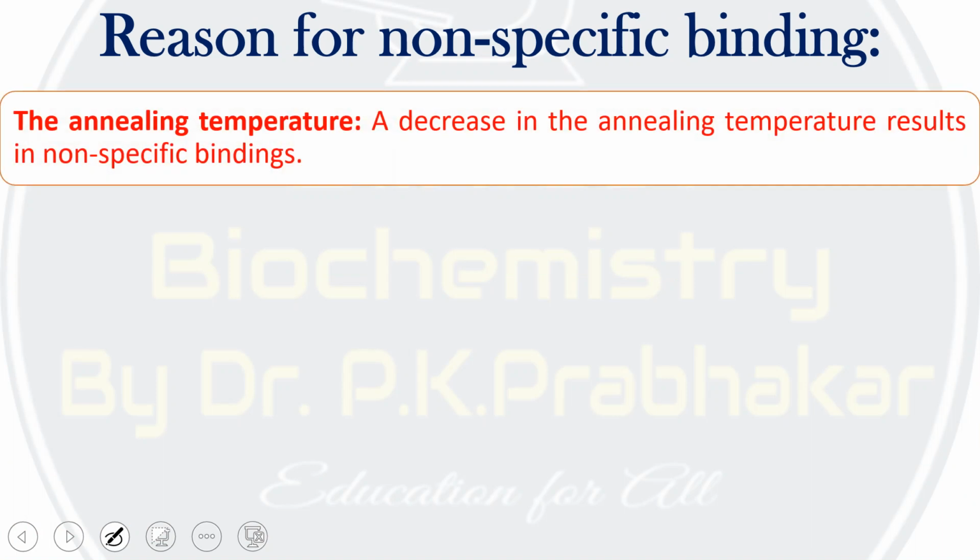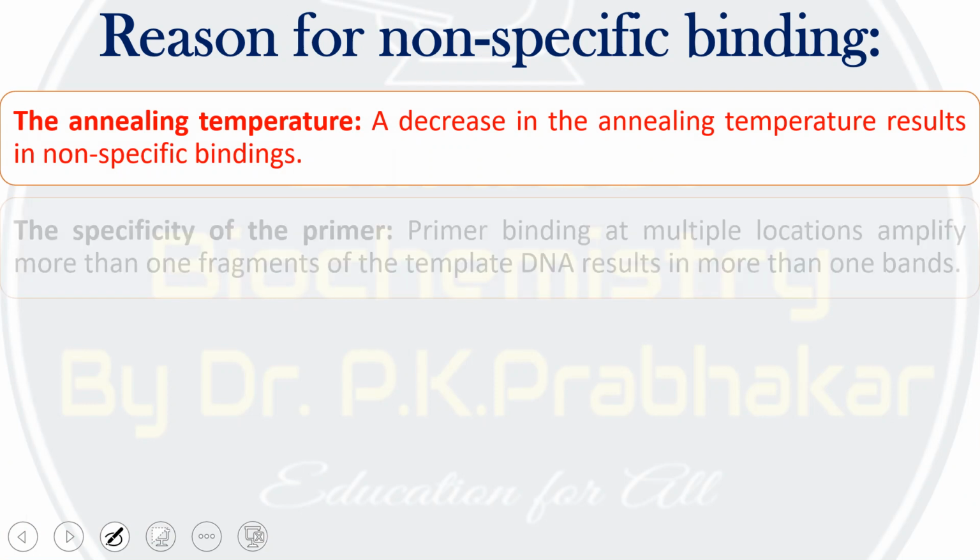The first is the annealing temperature. The annealing temperature is the temperature where the primer binds with the DNA, meaning the separated DNA. If the annealing temperature of the reaction is lower than the original annealing temperature, meaning initially it was a certain temperature and it has been reduced, then the decrease in annealing temperature results in non-specific binding of the primer, and that will give you a wrong result.